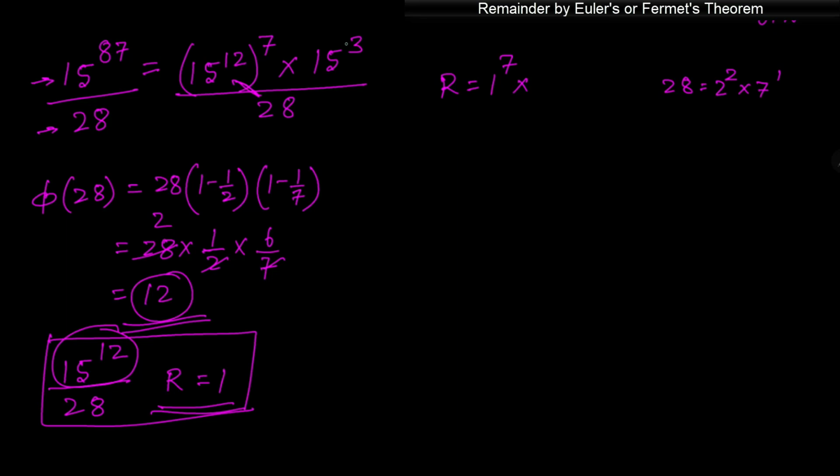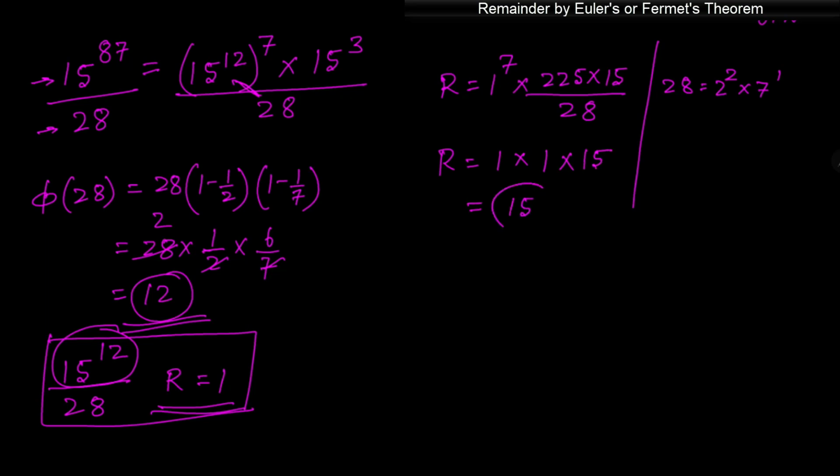But for 15 cubed, there is no choice. The maximum that you can do is 15 squared, which is 225, into 15, divided by 28. So this division has to be done in any case. Let's divide separately, one by one. 28, 8 times is 224. Nice. So the remainder will be 1 into 1: 225 divided by 28, remainder is 1, into 15 divided by 28, remainder is 15 only. So the answer is 15. This is how we can use these theorems.